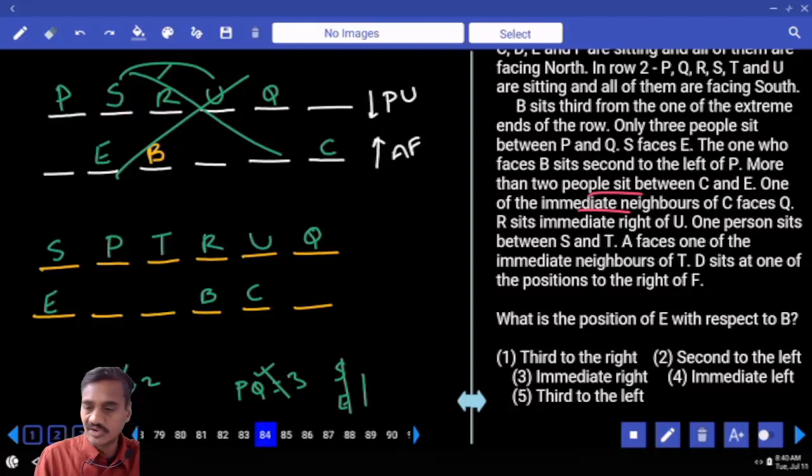Now if R and U are here, A faces one of the immediate neighbors of B. A is facing one of the immediate neighbors of B, so A is here. Then D sits at one of the positions to the right of D, the left finger. Done with this arrangement? Now this is about question numbers 84 to 88.